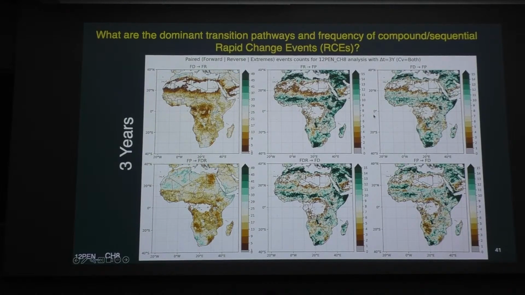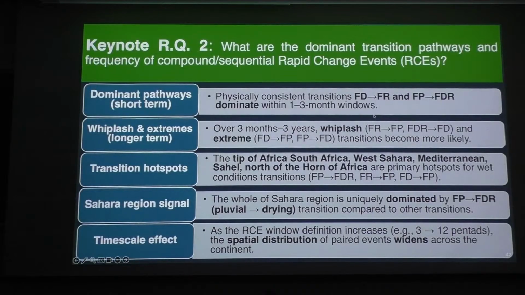And then 3 years, the same thing is happening over extreme event. So to wind up this question, I can say the dominant pathway in short time is flash drought toward flash recovery, or flash pluvial toward flash drying. As we move to higher time window, the wetter state is more dominant compared to drier state. And the hotspot areas, as we have seen, are the tip of South Africa, West Sahara and Mediterranean, some parts of Sahel, and north of the Horn of Africa.